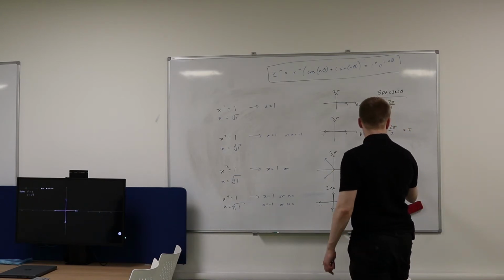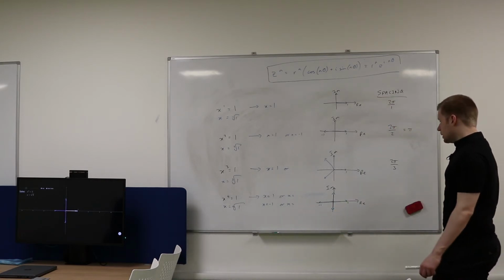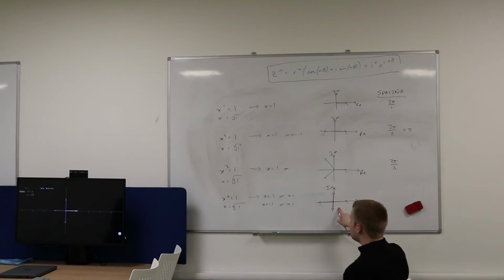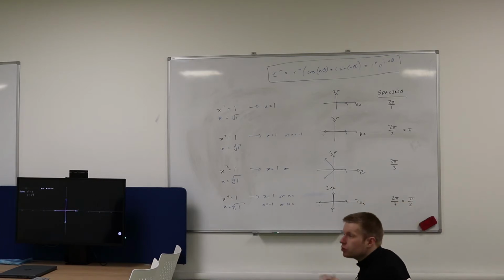So it'd be 2 pi divided by 3. Okay, that's the spacing between them. Spacing between these ones will be 2 pi divided by 4, or pi by 2.